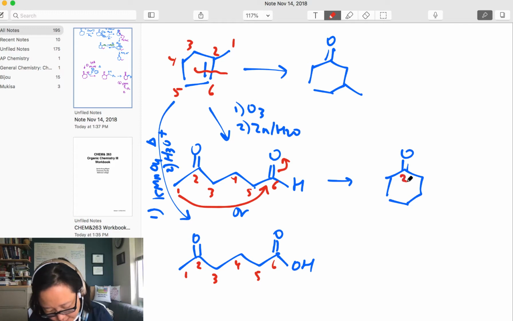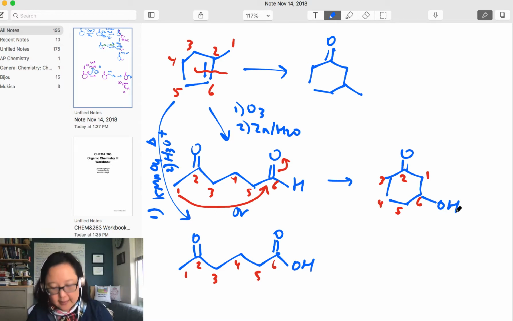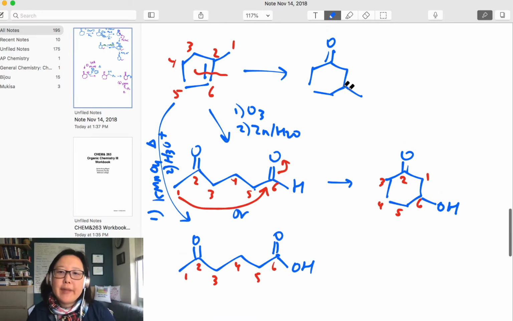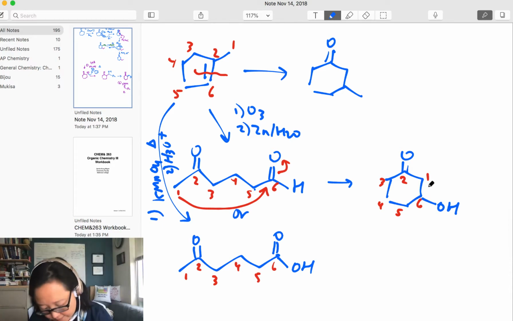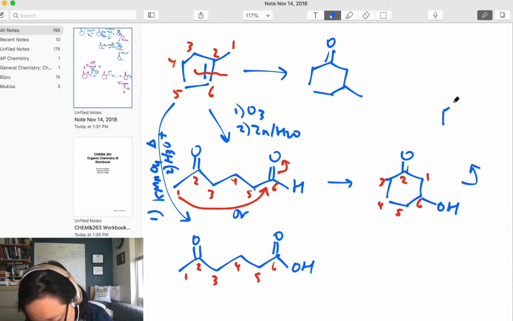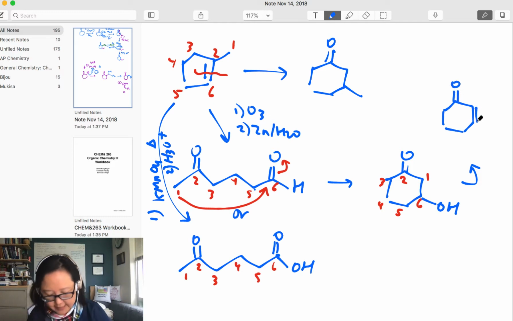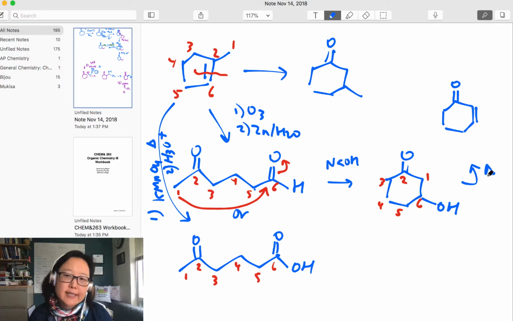Let's see, this is carbon 2. Let's say this is carbon 1, 2, 3, 4, 5, 6. So at carbon 6, I should have a hydroxyl group here. All right, now if I'm trying to go from here to here, maybe I will have this turn into an alpha-beta unsaturated carbonyl by doing an aldol condensation. So maybe this was NaOH, and this is heat to do an aldol condensation.